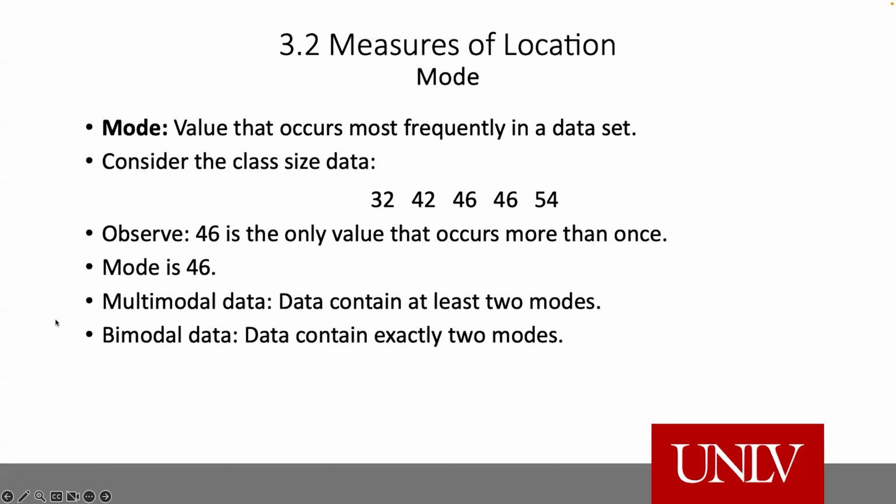Sometimes data contains at least two modes, and we call it multimodal data. For example, if we have class size data as 32, 42, 46, 46, and 42, then in this case both 42 and 46 are modes. We can call it multimodal data, or we can also call it bimodal data because the data contains exactly two modes.